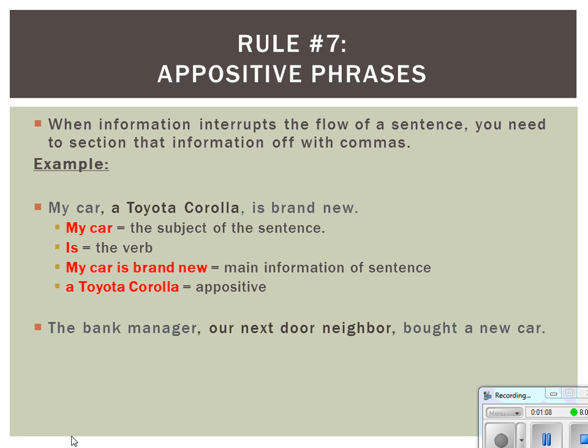So the first type of interrupter we often see are appositive phrases. So we want to make sure, again, if these appositives are interrupting the flow of the sentence, we set them off with commas. So if we look at the example, my car, a Toyota Corolla, is brand new. My car is the subject. Is the verb. So the main sentence is my car is brand new. The appositive is a Toyota Corolla. And keep in mind, an appositive simply renames what comes before it. So a Toyota Corolla is renaming my car. I need to offset it with commas, though, because it's interrupting the flow of the main sentence, my car is brand new.